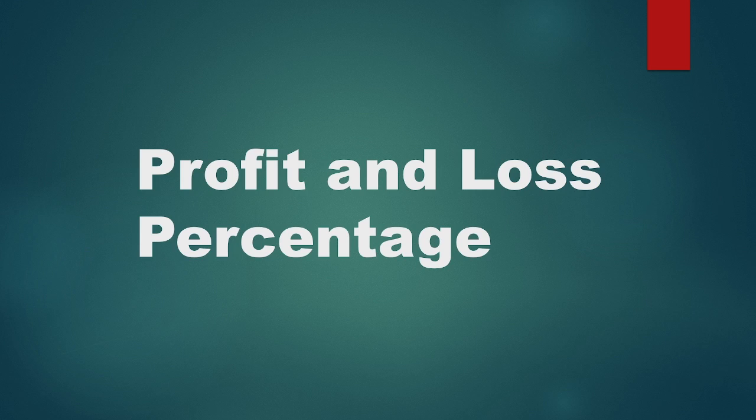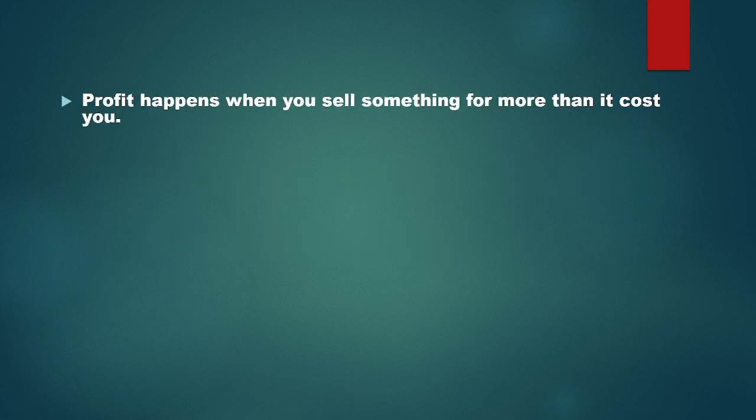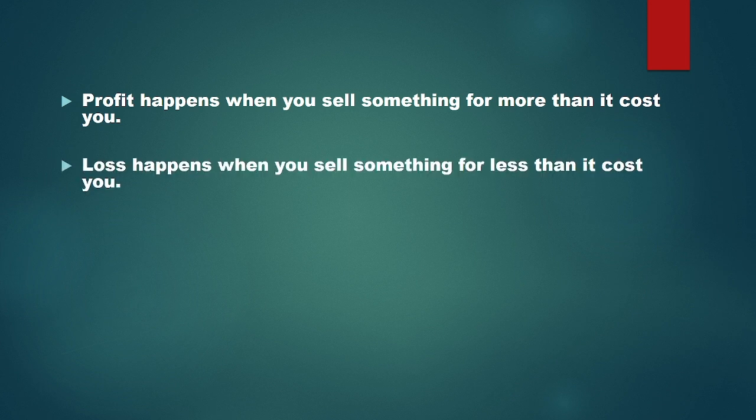Before we start, let's quickly recap. Remember, profit happens when you sell something for more than it costs you. That is, when the selling price is greater than the cost price. While loss happens when you sell something for less than it costs you. That is, the cost price is greater than the selling price.